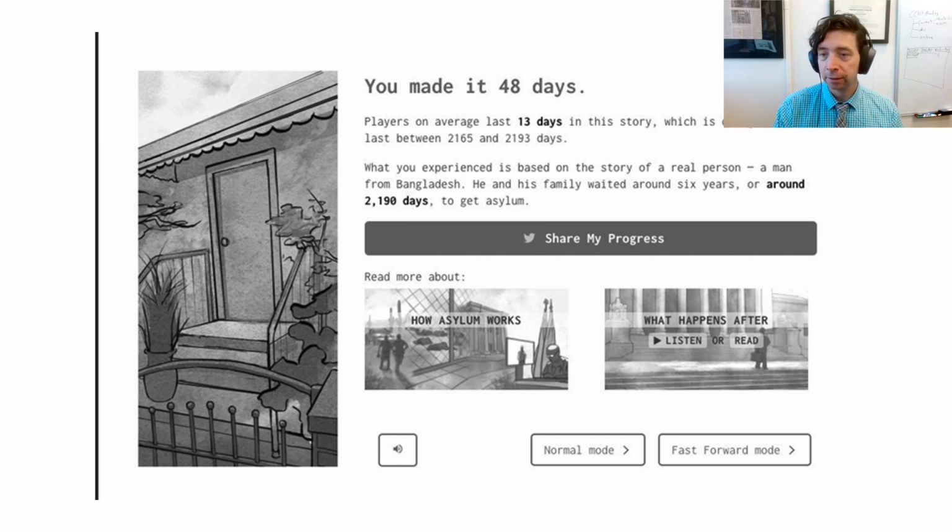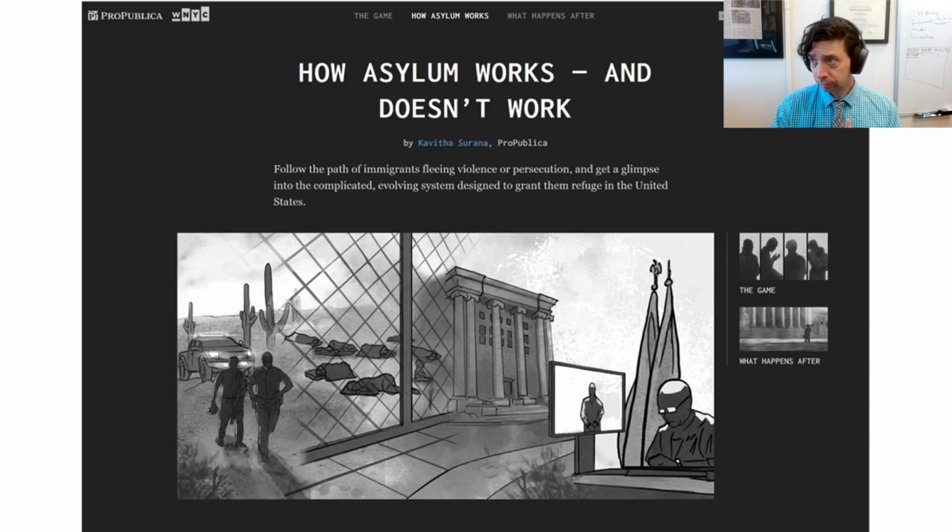That was the idea. This was coupled with journalism around the topic that ProPublica and WNYC, which is public radio in New York, covered about how asylum works, how it doesn't work, what happens to asylum seekers when they exit the system, et cetera. So it was a larger journalistic project on a page.